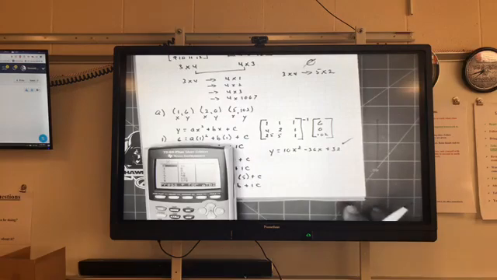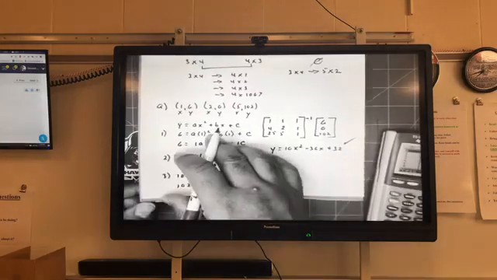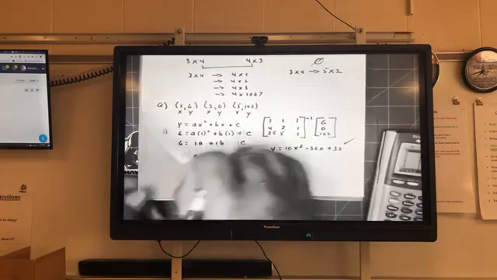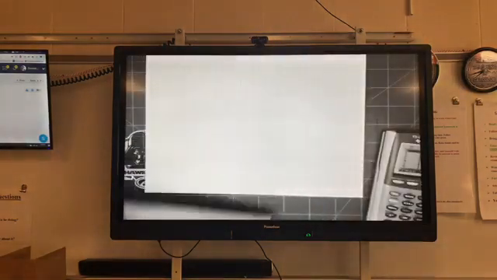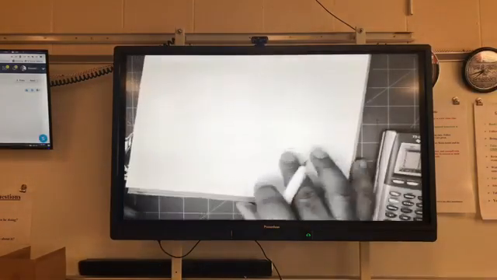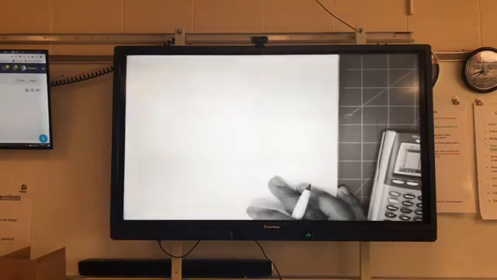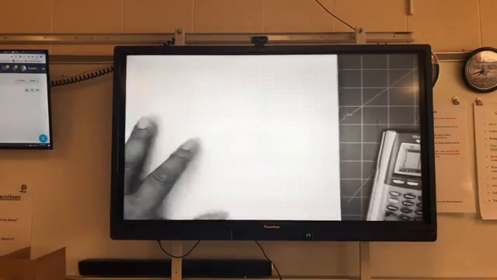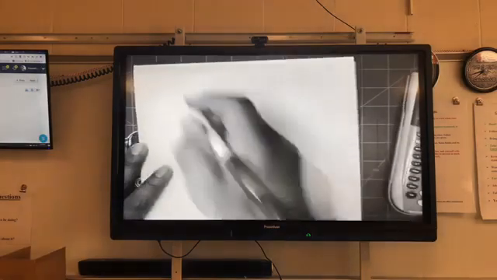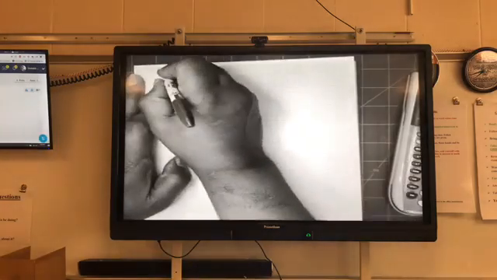Can you guys do one on your own, or you want me to do another? What? Oh, yeah. Which one would you like to see? Which one? D? I picked that because it had some big numbers in it, didn't it? But that's okay. The calculator can handle big numbers.